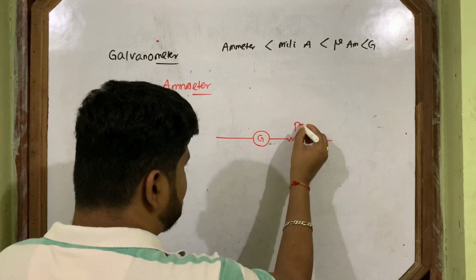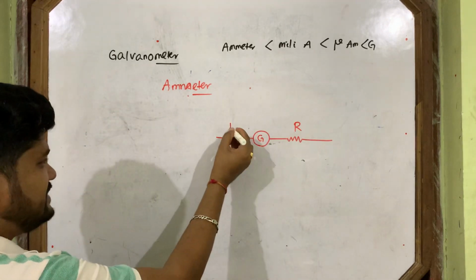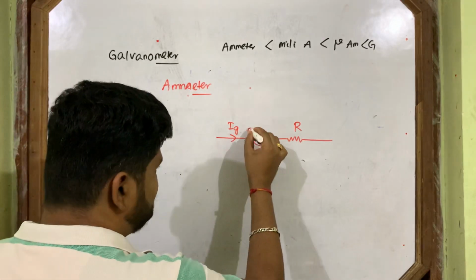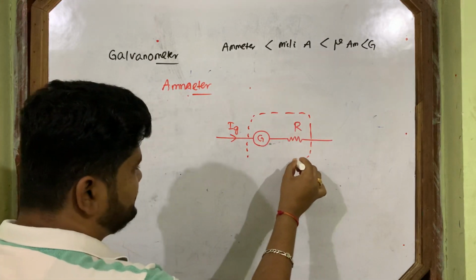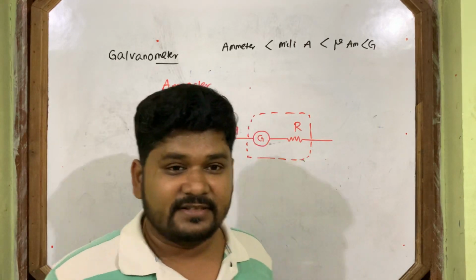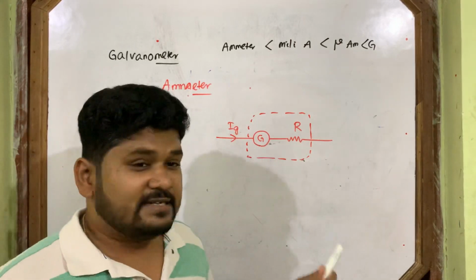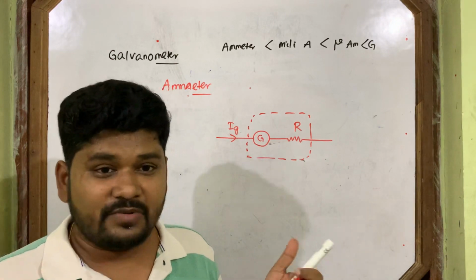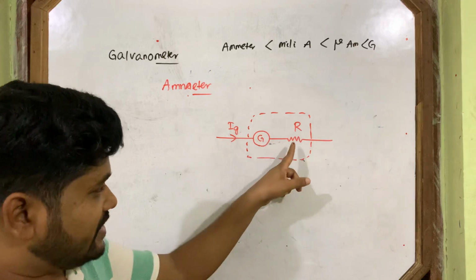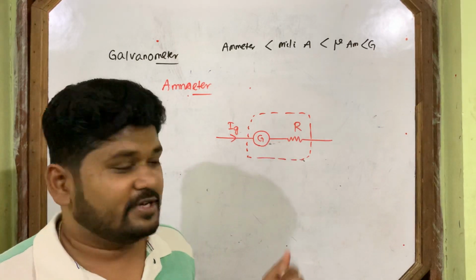Just the reverse process. You have to connect a high resistance in series with the galvanometer. Then the voltmeter is made. This is your voltmeter. Why is high resistance connected in series? Because your galvanometer can't dissipate more voltage. If you want to dissipate more voltage, then you have to connect a high resistance in series, because voltage divides in series.